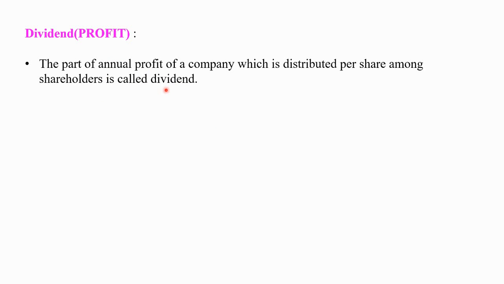Suppose I purchased shares of a company, and that company is making a lot of profit. If I purchase 10 shares of that company, at the end of the financial year the company will distribute its profit equally depending on the number of shares you purchase. So if I have purchased 10 shares, accordingly, in a certain ratio the company will decide and distribute the profit among all of its shareholders.